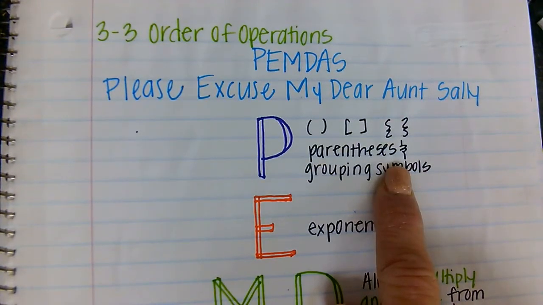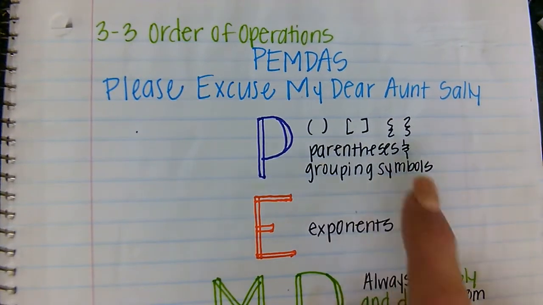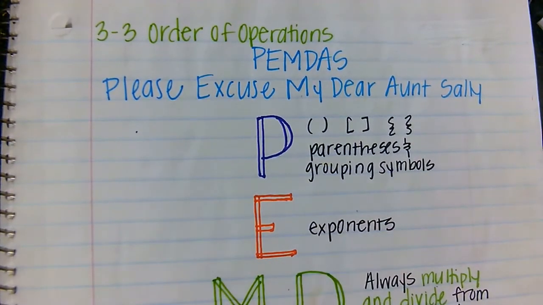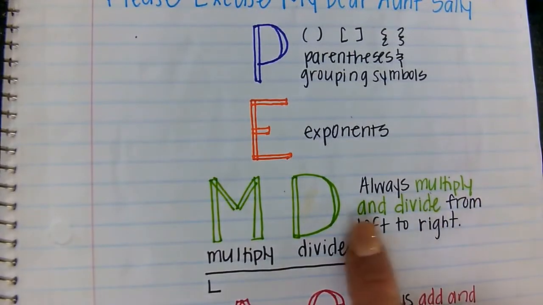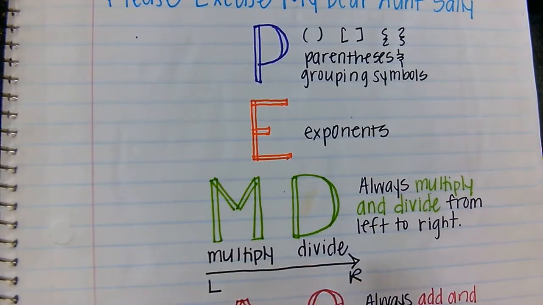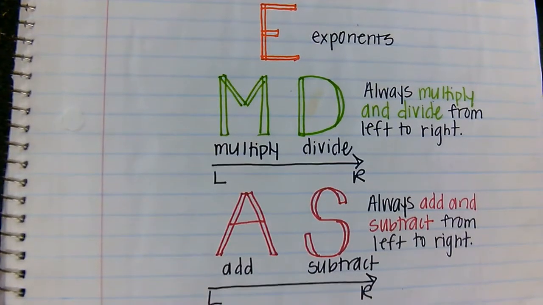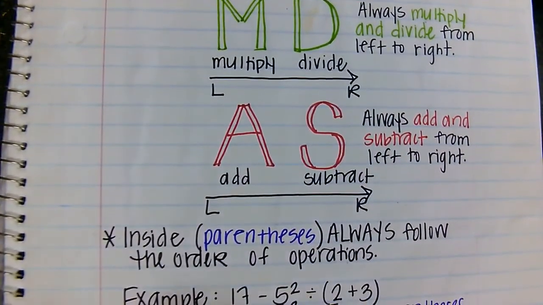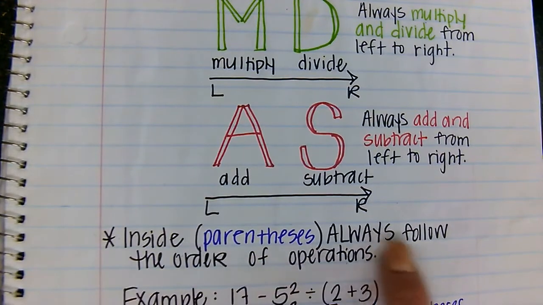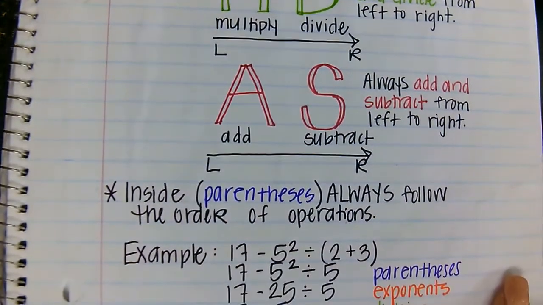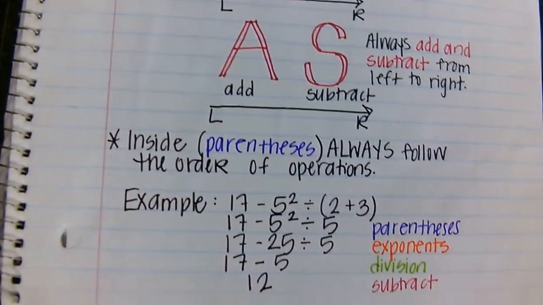that in order of operations you solve anything in math that has parentheses and grouping symbols first, followed by exponents, and then always multiply and divide from left to right. Always add and subtract from left to right. And then just a little asterisk here as a reminder, inside the parentheses always follow the order of operations also. Okay? And here is an example to take a look at.